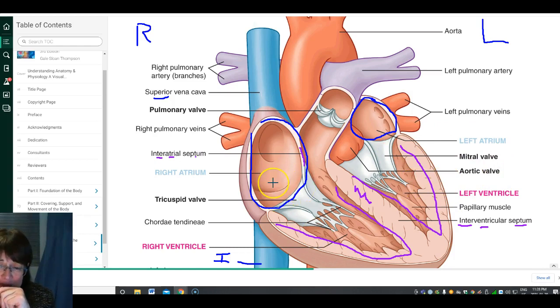As the blood comes through, it comes through valves. Valves help control the one-way movement of blood. And when the heart contracts, the valves close, not like a slamming of a door. They don't actually slam shut, but they close because of the pressure of the heart preventing the backflow.